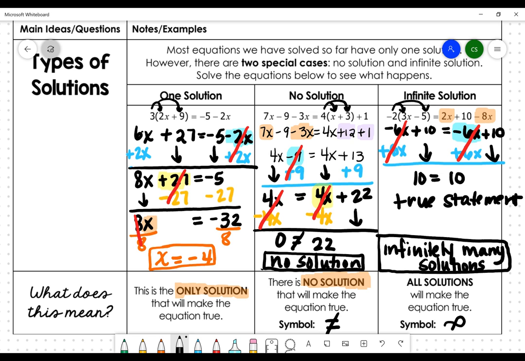And we usually do that with a symbol, like an infinity symbol. That's a kind of janky infinity symbol, but.